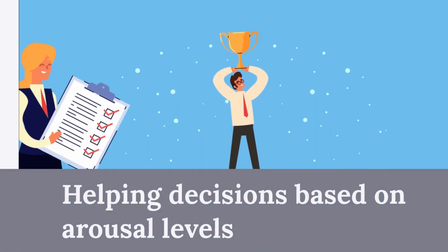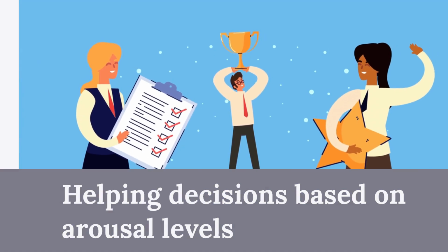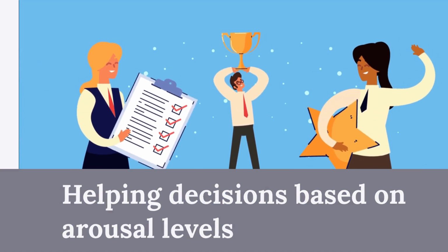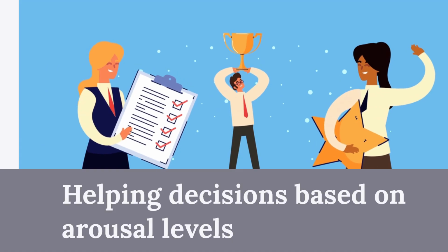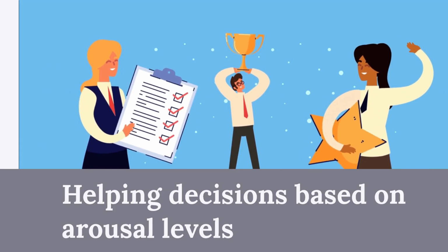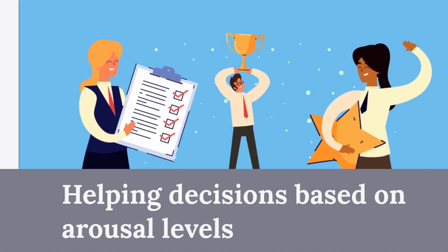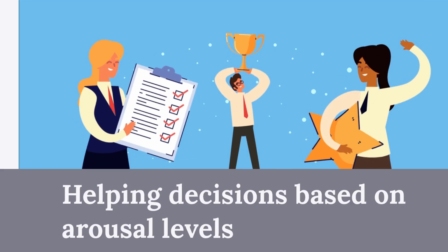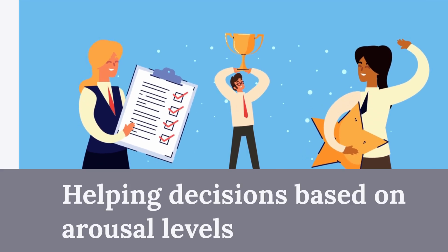Piliavin's model suggests that helping decisions are based on arousal levels. It considers perceived costs and potential rewards. High arousal and low costs increase helping likelihood. Rewards can be emotional or material. This model highlights the calculated nature of some helping behaviors.